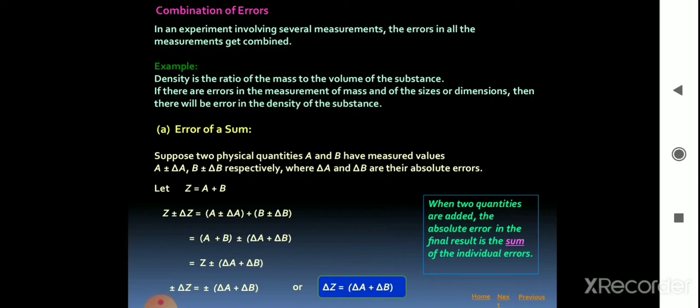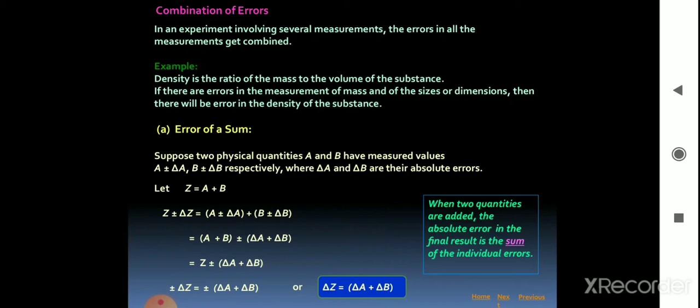Here, the errors are combined in different measurements. If we are finding a density, we need a ratio of mass to the volume, isn't it? So to get the density we are dividing mass by volume. Both the quantities have error, so the final result also has some error, isn't it? That is a combination of errors. Then how can we reduce the errors in that case?